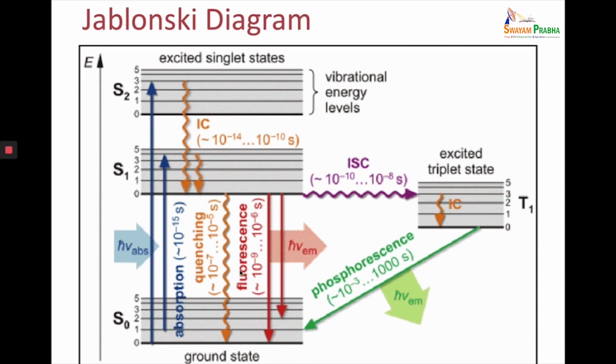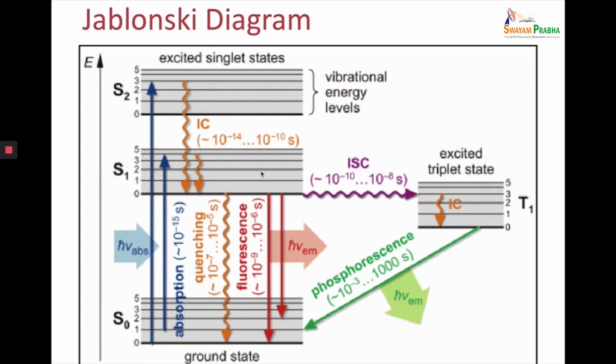Now comes the radiative transitions. These transitions involve the return of the activated molecule from the singlet excited state S1 and triplet excited state T1 to the ground state S0. Such transitions are accompanied by emission of radiation. Spectroscopically, the transition from S1 to S0 is an allowed transition and occurs in 10 to the power minus 8 seconds. The emission of radiation in this transition is called fluorescence.